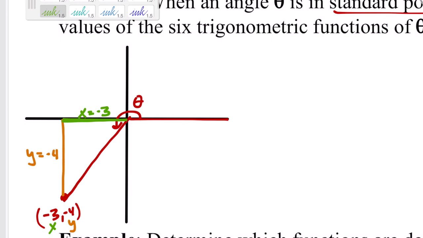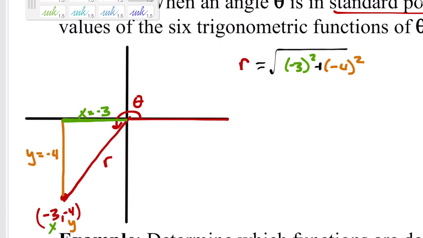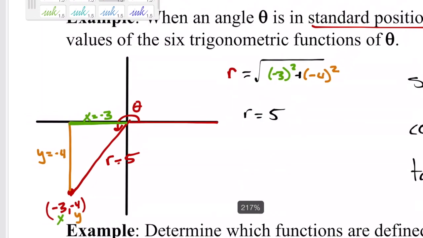This means that I need to figure out what my r is. I need to figure out this part right here, which means I can just use the Pythagorean theorem. And I rewrote the Pythagorean theorem above just because I wanted to save myself some time. So I'm doing the square root of -3 squared plus -4 squared. You might also notice that this is one of the Pythagorean triples. So my r is going to end up being 5. And your r is always going to be something that's positive. It's a positive measurement whenever we're looking at that radius.